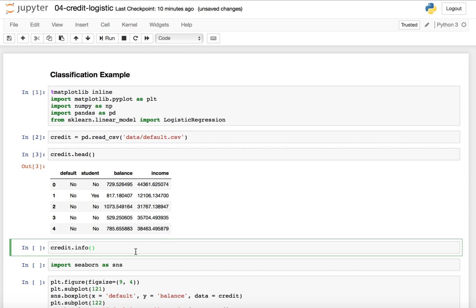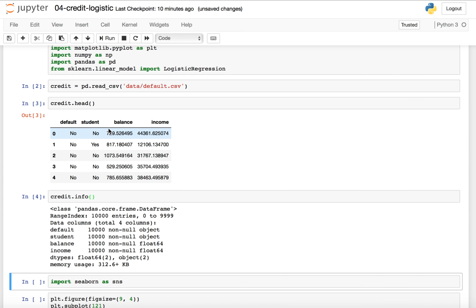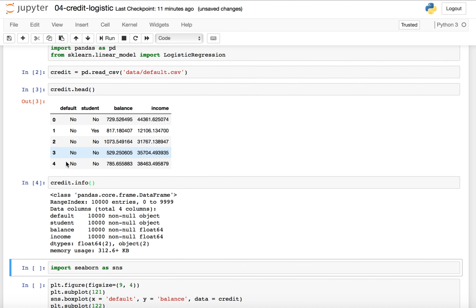So the idea is that we want to see if these are indicative of, or if we can build a classifier to use maybe balance or income to decide whether or not somebody would default on their loan. This is what we're trying to predict, except this time, rather than like we saw with linear regression, it's a binary variable, like yes or no, right?